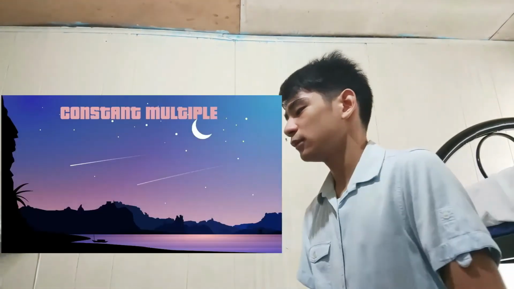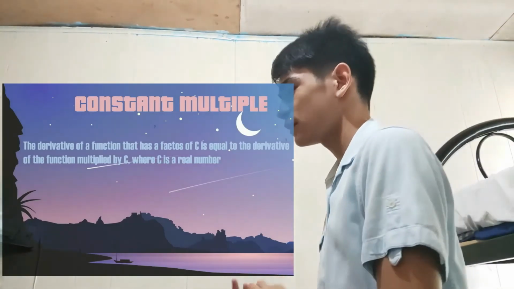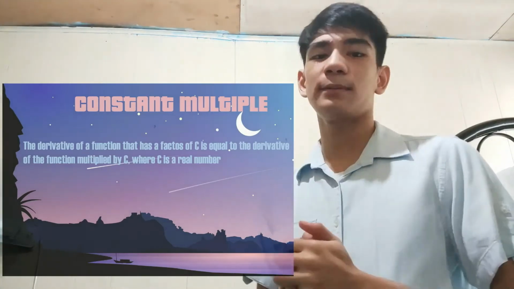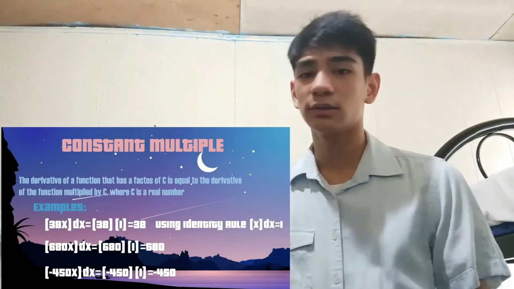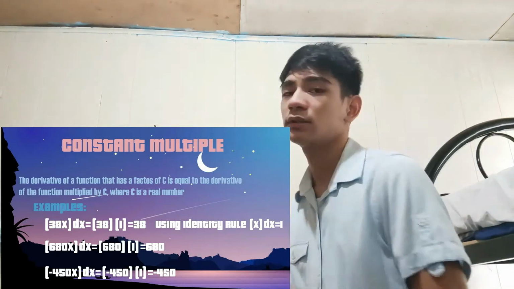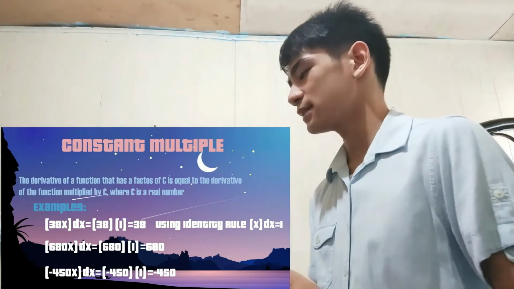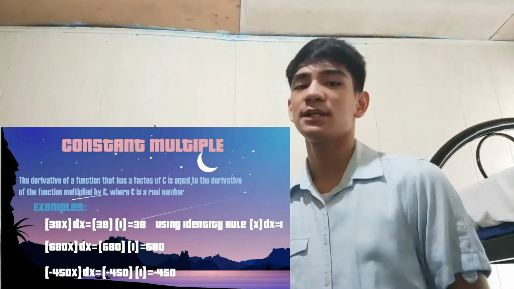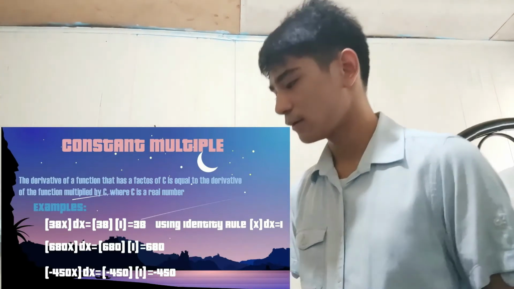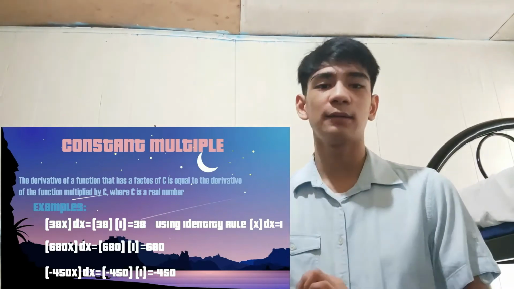The third rule is the constant multiple rule. The derivative of a function that has a factor of c is equal to the derivative of the function multiplied by c, where c is a real number. For example, the derivative of 38x: using the identity rule, the derivative of x is equal to 1, so 38 multiplied by 1 will be 38. Another example is the derivative of 680x: 680 multiplied by 1 will be 680. The last example, negative 450 multiplied by 1 is equal to negative 450.